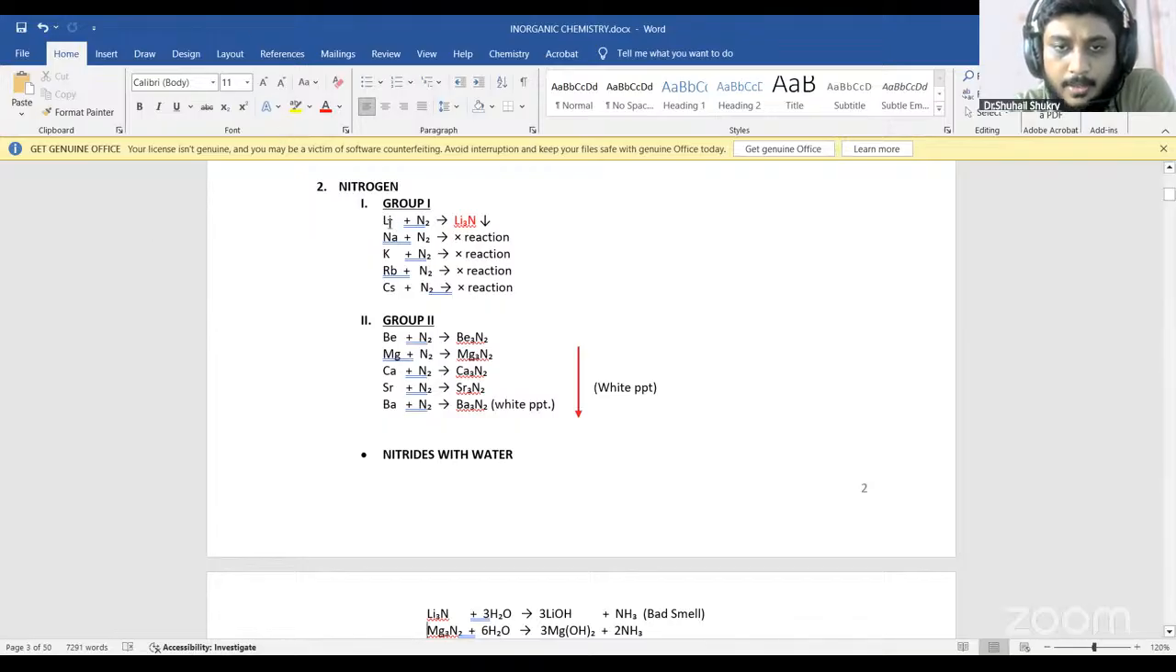Now carefully see this. Normally lithium is a clever fellow. Why is lithium a clever fellow? Because lithium is trying to imitate magnesium. Actually, lithium is trying to imitate magnesium, because when you take the periodic table, lithium is here.